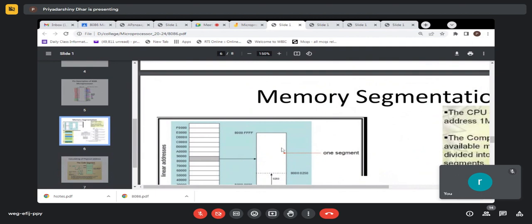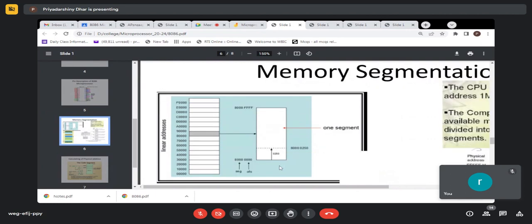Suppose we have the base address, that means the segment address, and we have the offset address given. How to calculate the physical address? That means this left hand side address. How to calculate? Anyone? Any idea?